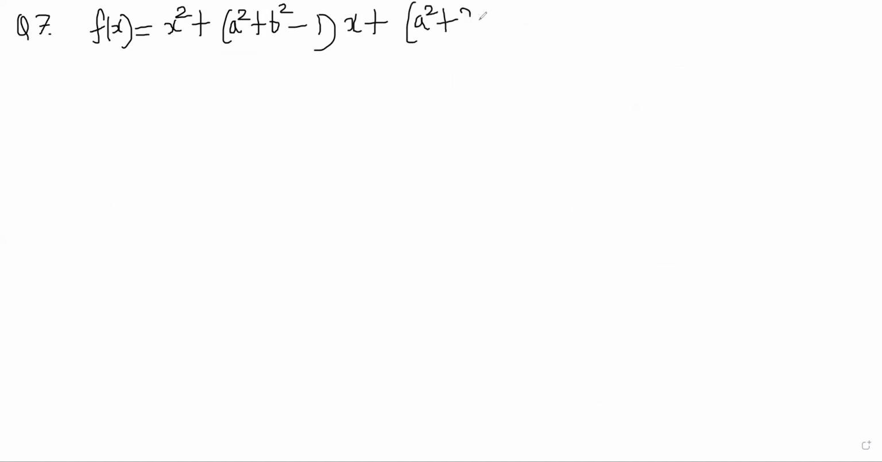Question number 7. Suppose f of x is given by x square plus (a square plus b square minus 1) x plus a square plus 2ab minus b square, right? And this is an even function. f of x is an even function.